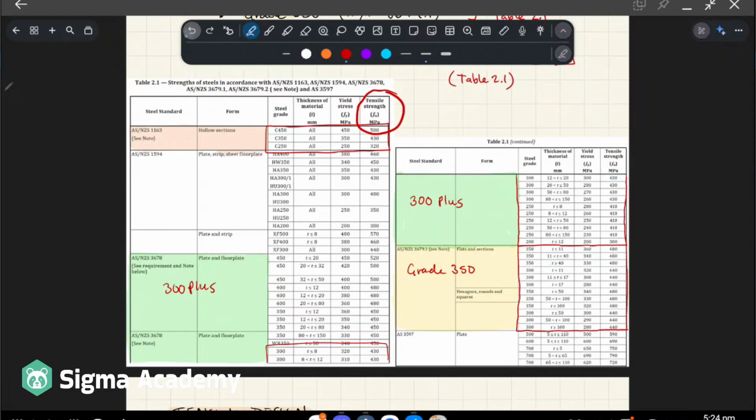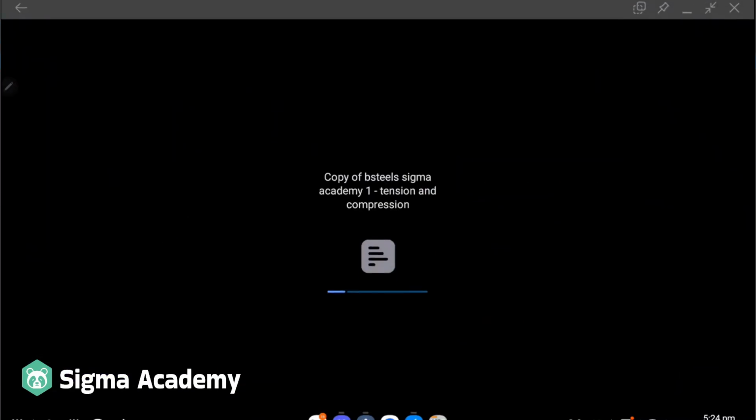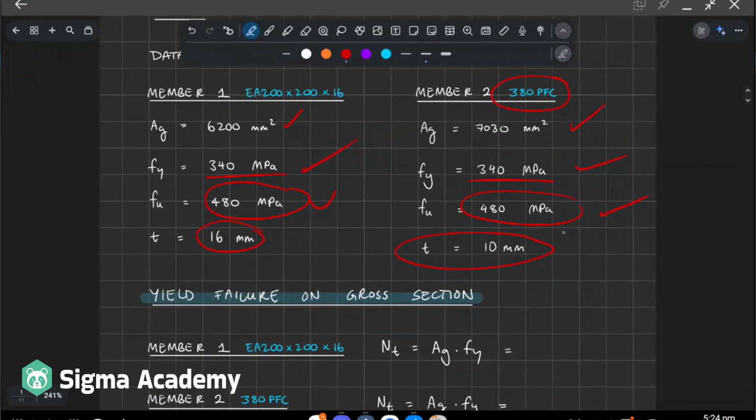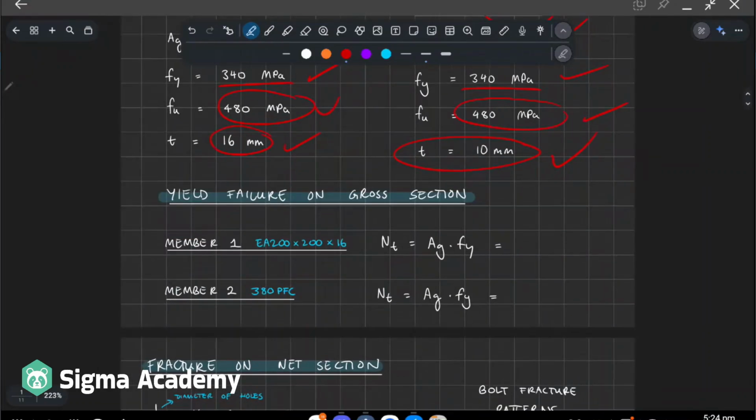I'm gonna undo all that because it's my master copy. Cool. Okay, so that's where 340 is from. Happy days. And that one's 16 thick, and if you go to OneSteel, you can find out that the 380 PFC is 10 mm thick as well. So that's where all our data comes from.